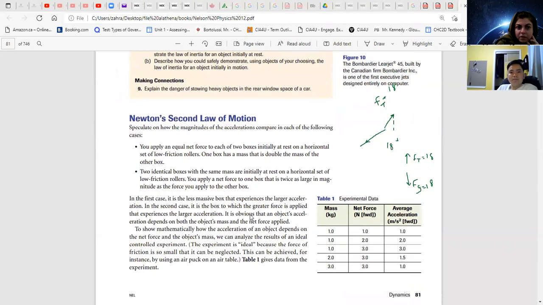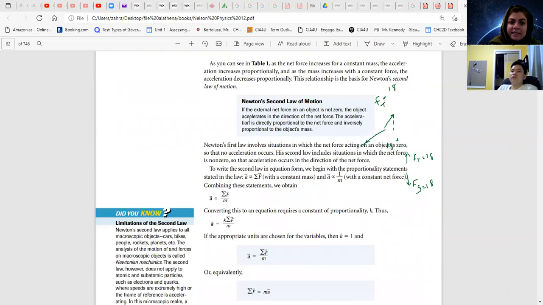Okay, Newton's second law of motion. It says if the external net force on an object is not zero, the object accelerates in the direction of the net force. The acceleration is directly proportional to the net force and inversely proportional to the object's mass. So basically F is equal to ma, right? Acceleration is a vector.